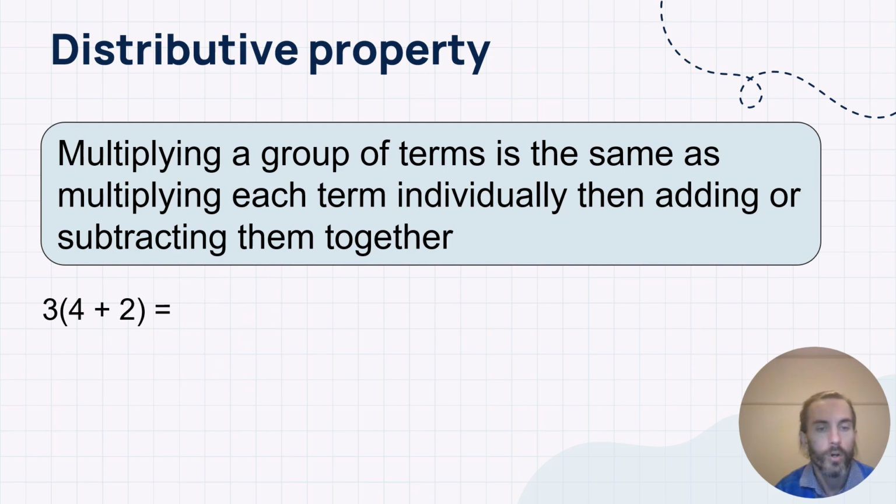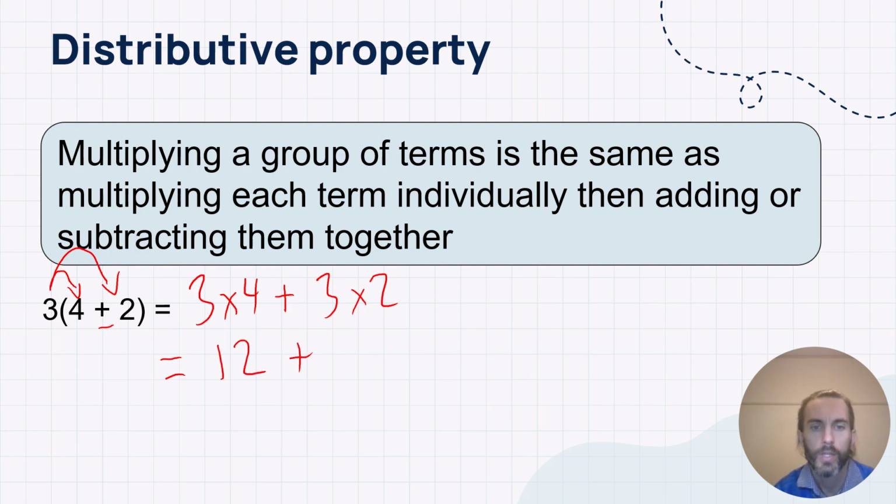We could do it that way, or we could use the distributive property, and we could distribute out that multiplication individually. So we could go 3 times 4 plus, don't forget that, plus 3 times 2. And we could do our multiplication before addition, our order of operations. 3 times 4 is 12, plus 3 times 2 is 6. Add them together, and you get 18. So we got 18 either way.